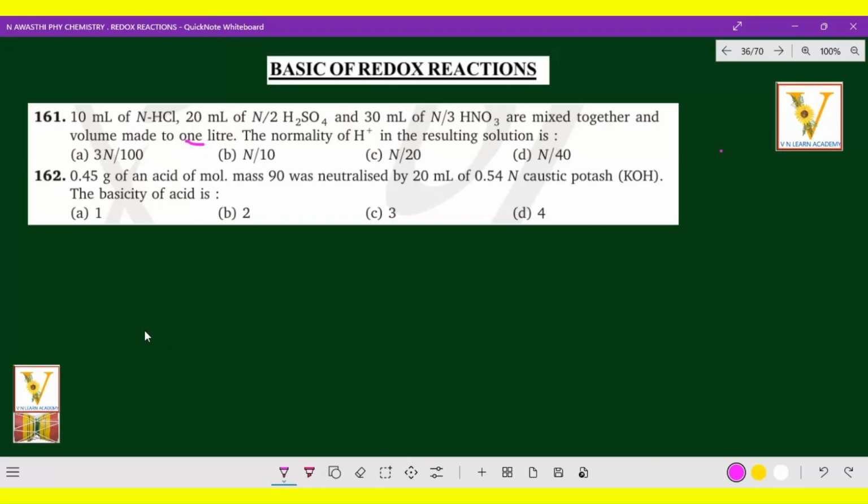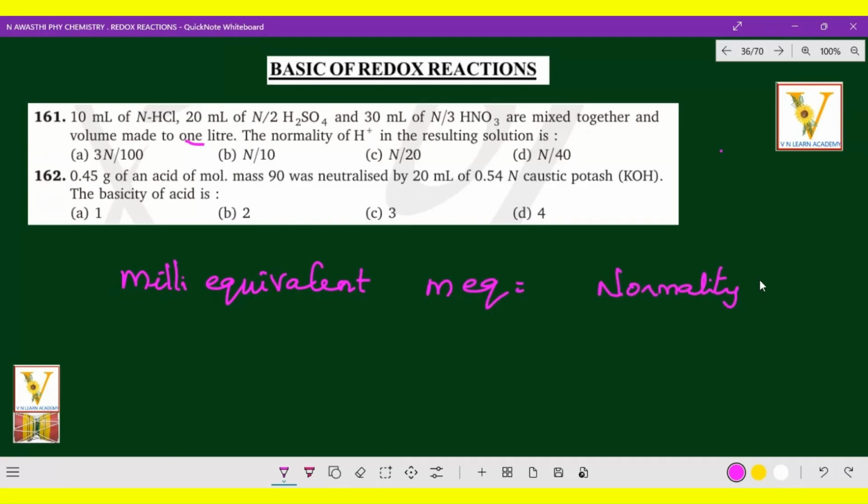Here they have given the concept of normality into volume. So milli equivalent is equal to normality into volume. This is the concept, right?